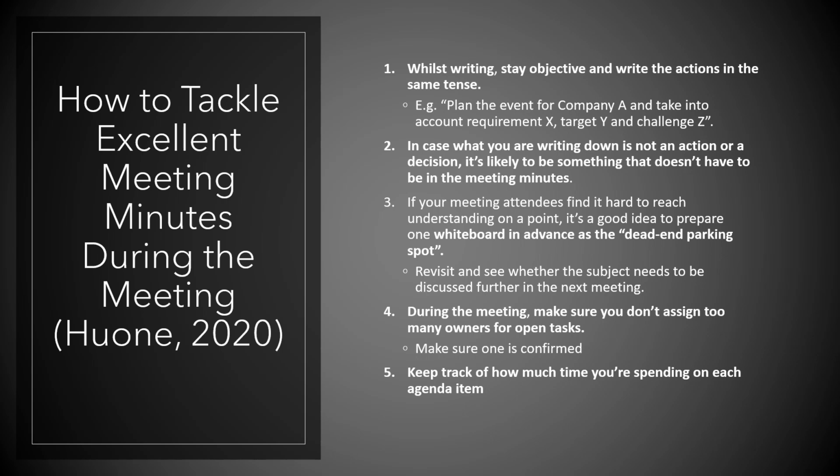So during the meeting, make sure you don't assign too many owners for open tasks. Make sure one is confirmed and that's it, right? And then keep track of how much time you're spending on each agenda item. Don't spend too much time on each one unless it's really complex and important, and there are routine agenda items, things which talk about due dates of whatever assignments. Then you just need to make the announcement, and that is very simple. But if it's something that's complex, then you need more space written on it, and also longer time for it.